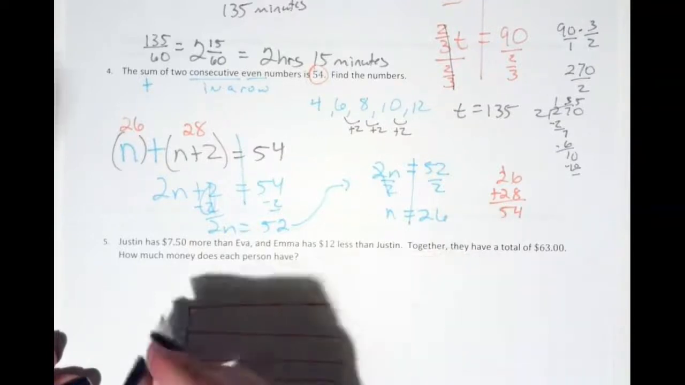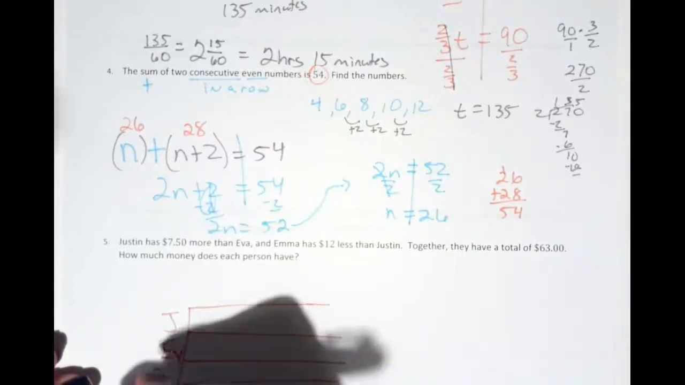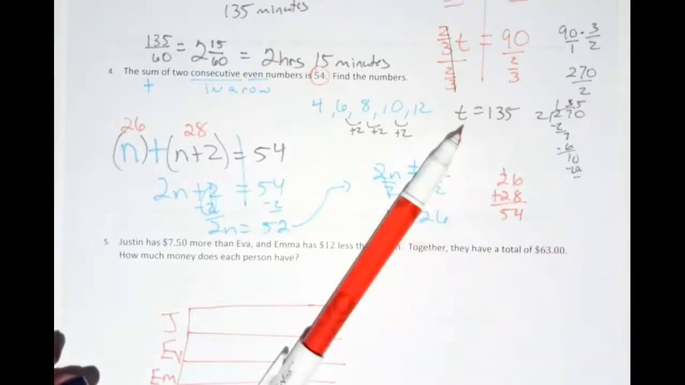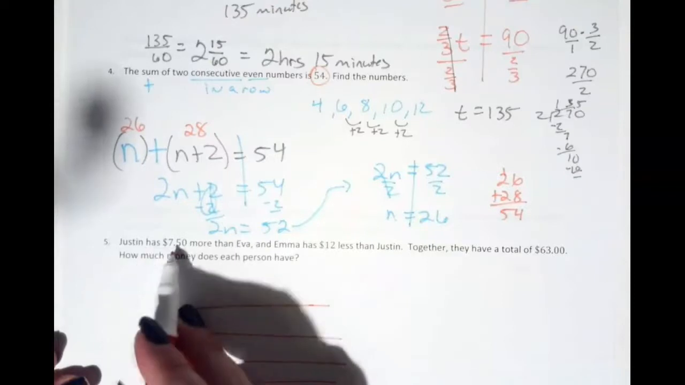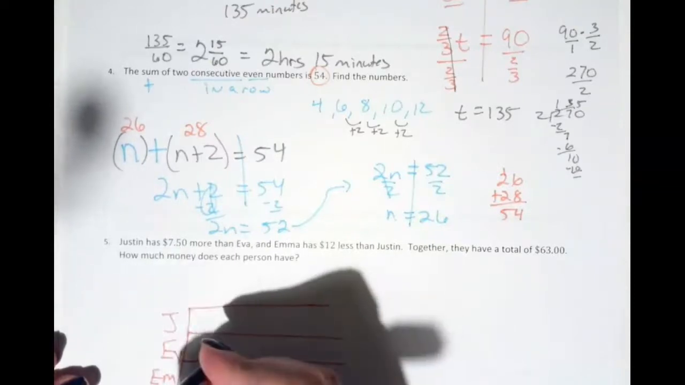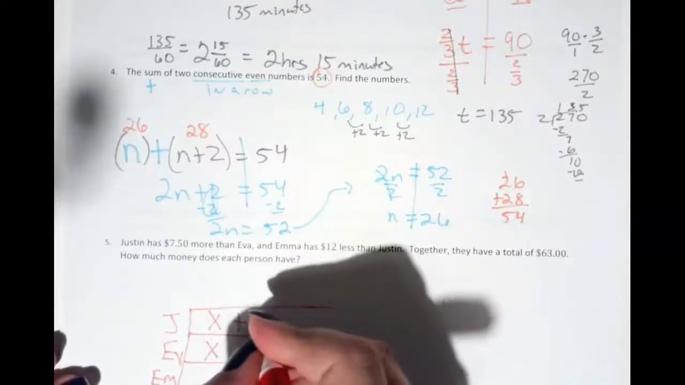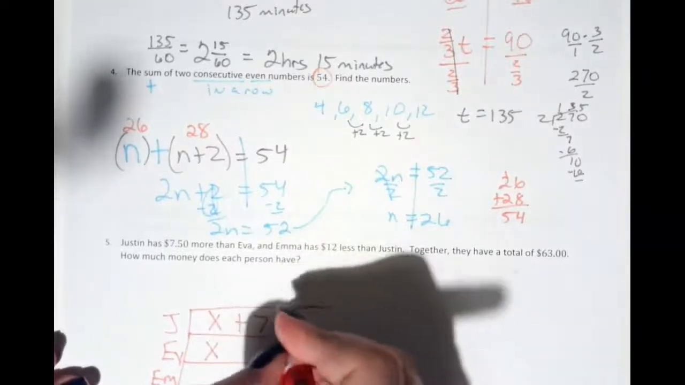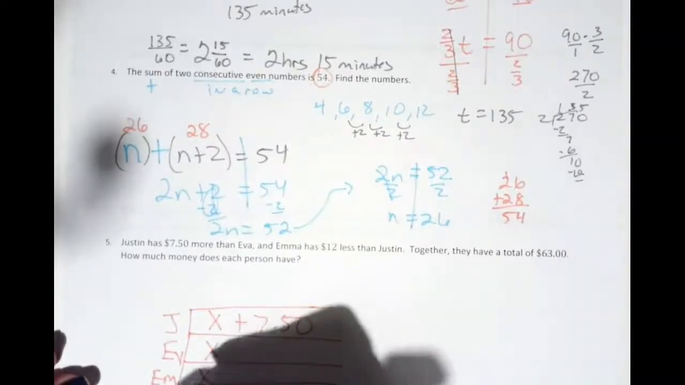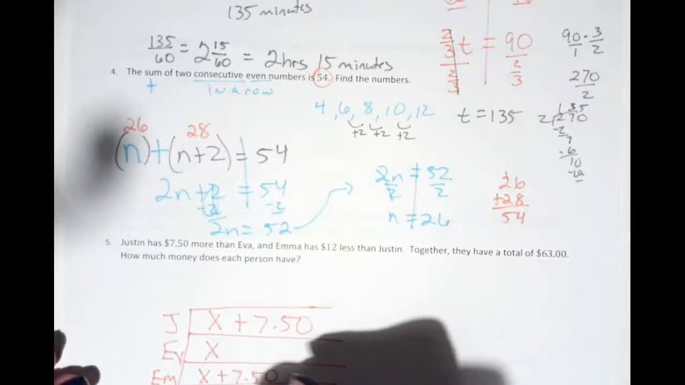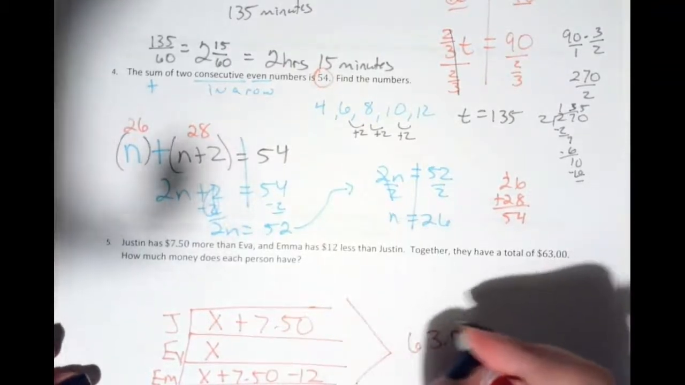So we are talking about Justin, Eva, and Emma. Justin has $7.50 more than Eva. So let's call what Eva has x. Justin would have x plus $7.50. Emma has 12 less than Justin, so Justin minus 12. And all together they have $63.